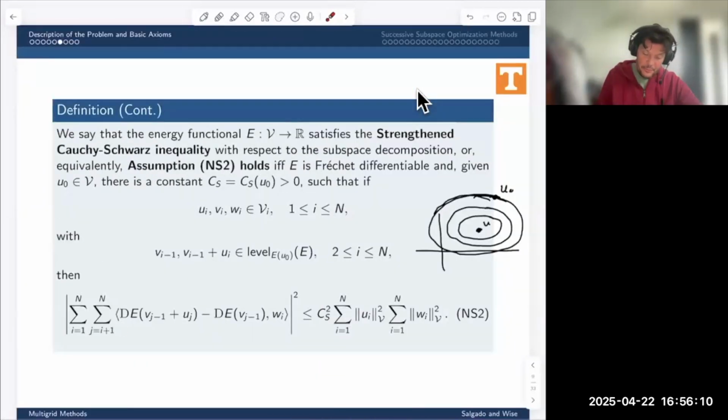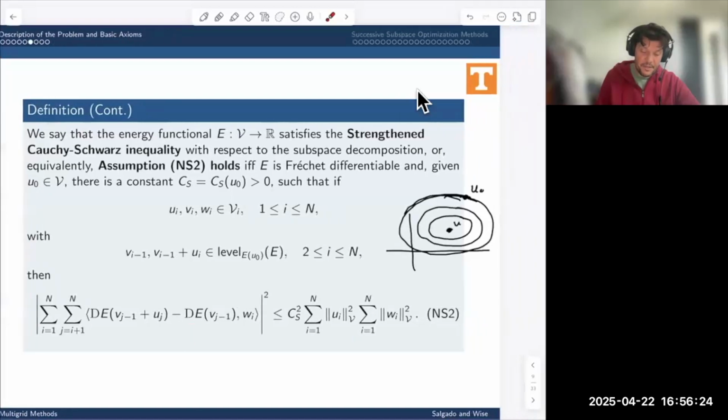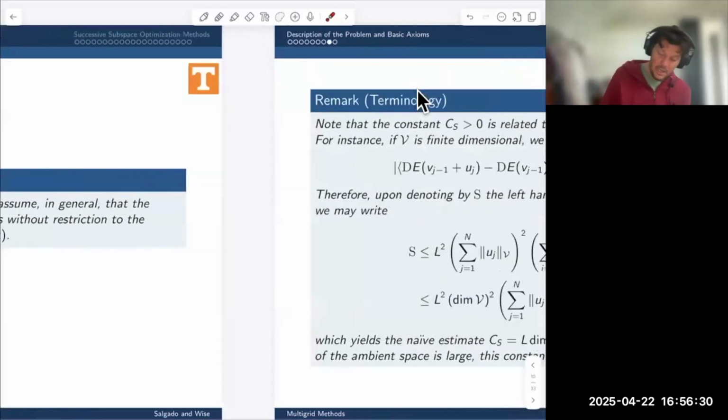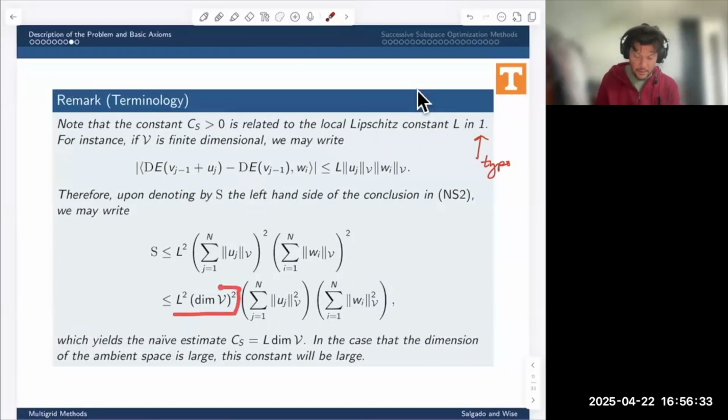So what I was arguing was that I can come up with a very crude estimate using the local Lipschitz smoothness assumption. But the nice thing about this assumption is I can often do better, in fact a lot better, with the strength and Cauchy-Schwarz inequality. In the next chapter, we're going to prove that we can do a whole lot better than this choice here. The problem is that the dimension of V can be quite large. If we have some finite element problem where the number of degrees of freedom is in the millions, then of course this is too large. So this way of estimating is way too coarse and too costly.